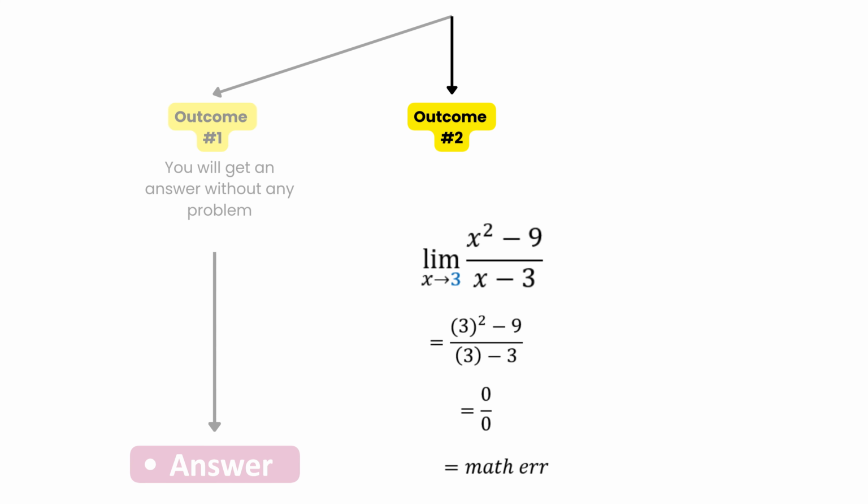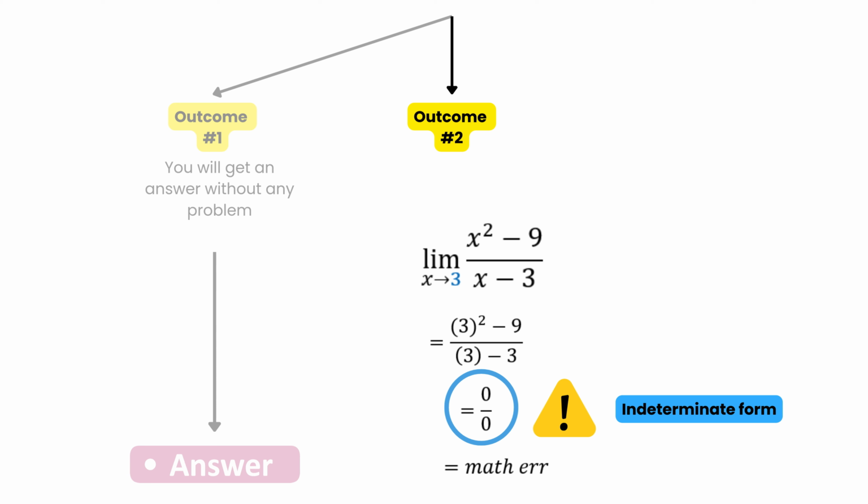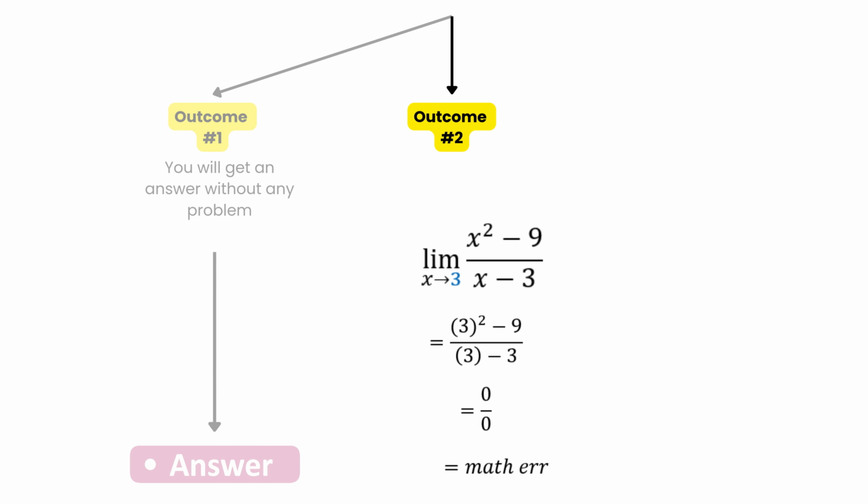If we look closer at the example, we'll see the reason we got a math error is because we ended up with 0 over 0. And we all know in maths, you can't divide by 0. This situation where you get 0 over 0 is called an indeterminate form. We'll dive deeper into that in later videos, but for now, we just need a plan to get rid of that math error so we can actually find the answer to the limit.